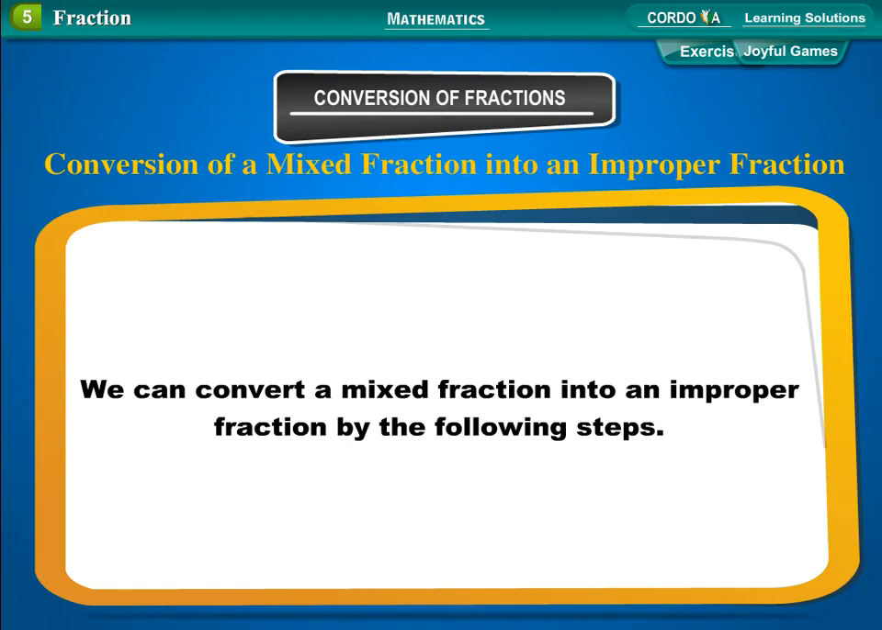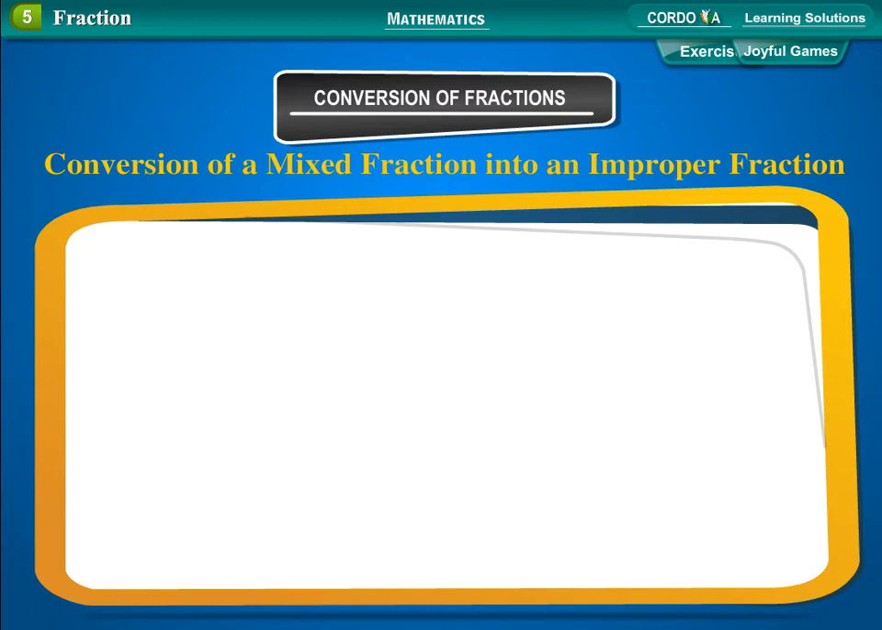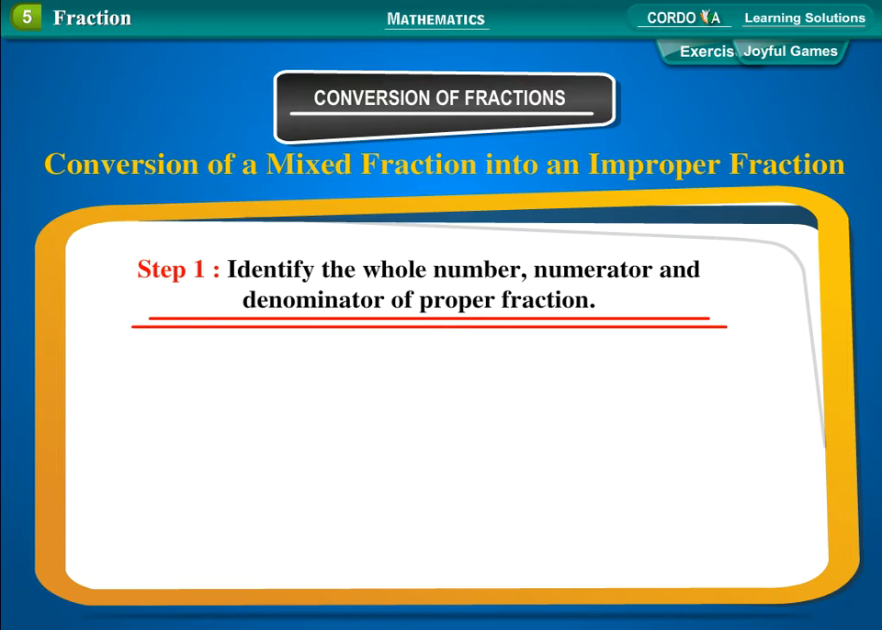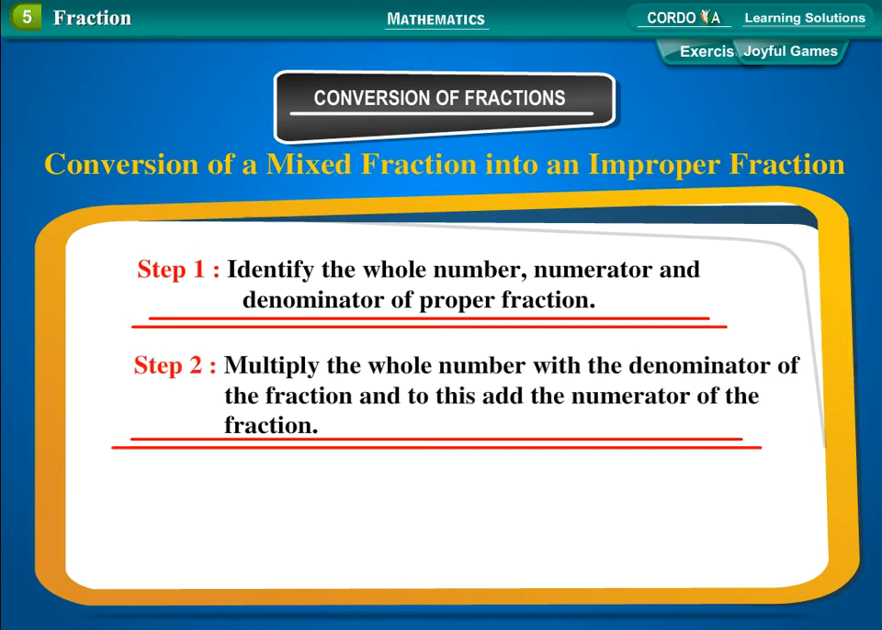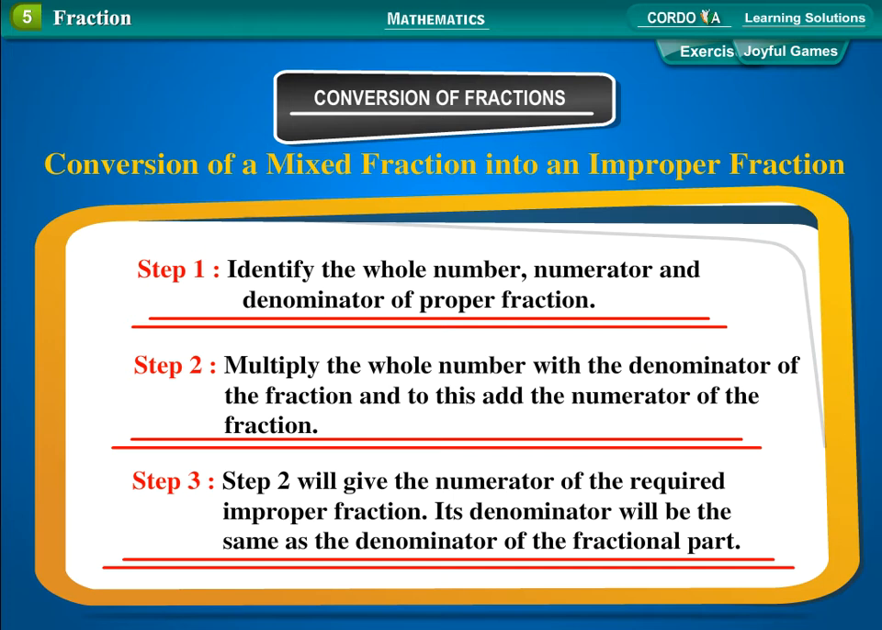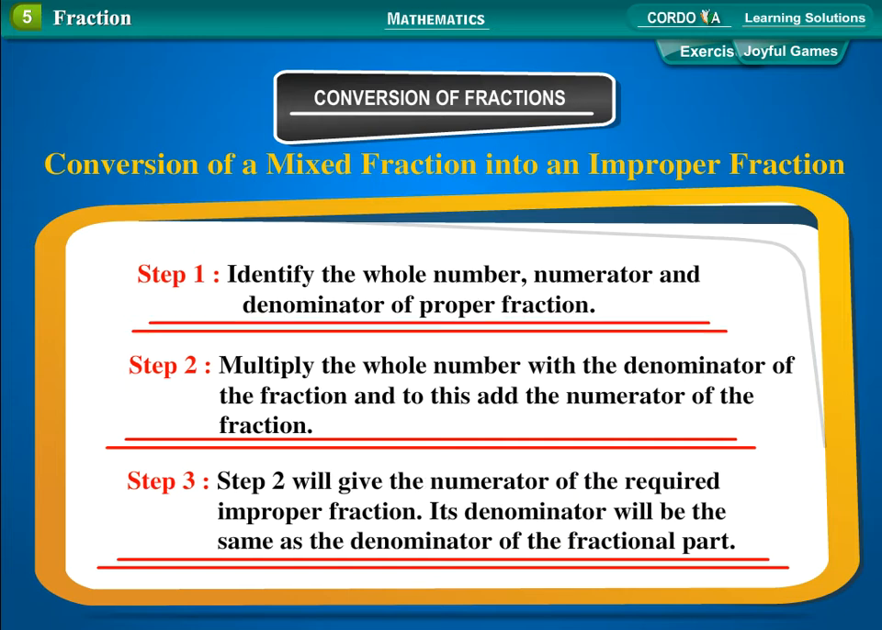We can convert a mixed fraction into an improper fraction by the following steps. Step 1. Identify the whole number, numerator and denominator of proper fraction. Step 2. Multiply the whole number with the denominator of the fraction and to this add the numerator of the fraction. Step 3. Step 2 will give the numerator of the required improper fraction. Its denominator will be the same as the denominator of the fractional part.